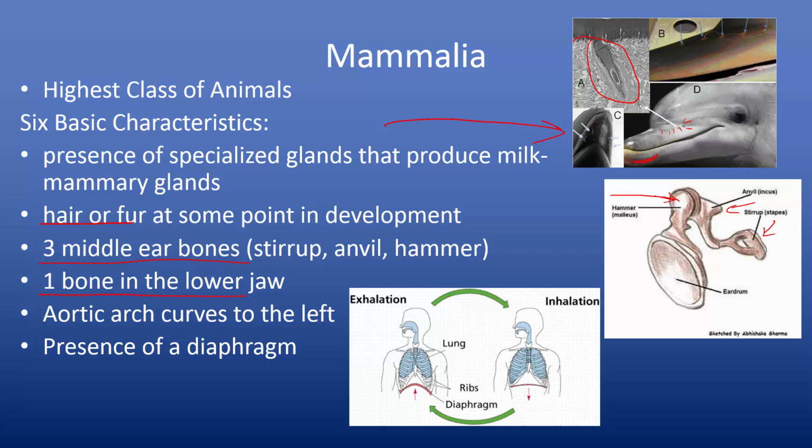All mammals have 1 bone in their lower jaw. So their lower jaw is fixed. It has 1 bone in it. Okay, unlike a snake jaw, which has 2 separate bones in their lower jaws.